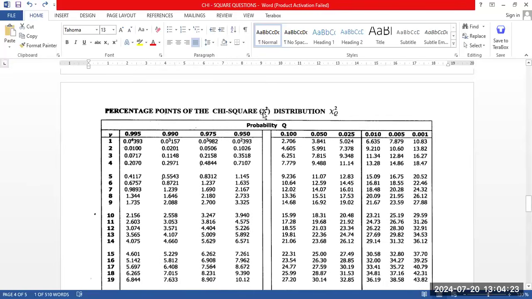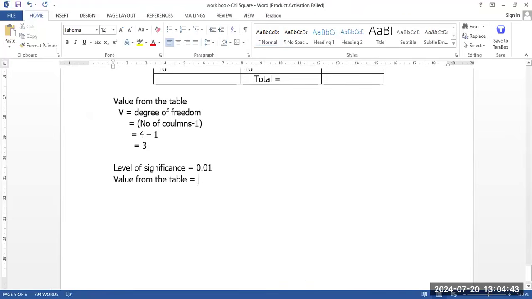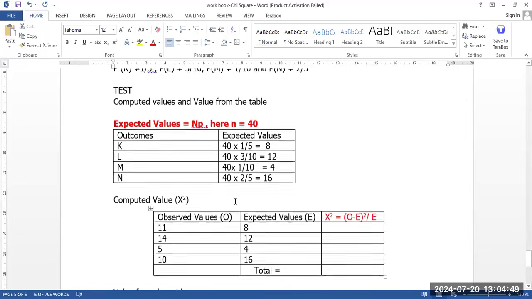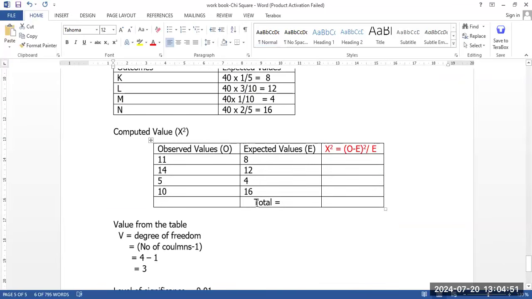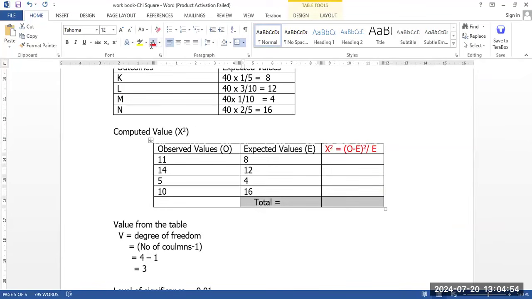So this is the table. This is chi-square. So V is 3. Then we move horizontally. We look for 0.01, which is here. 11.34. So that will be your value from the table, which will be compared with the computed value here.